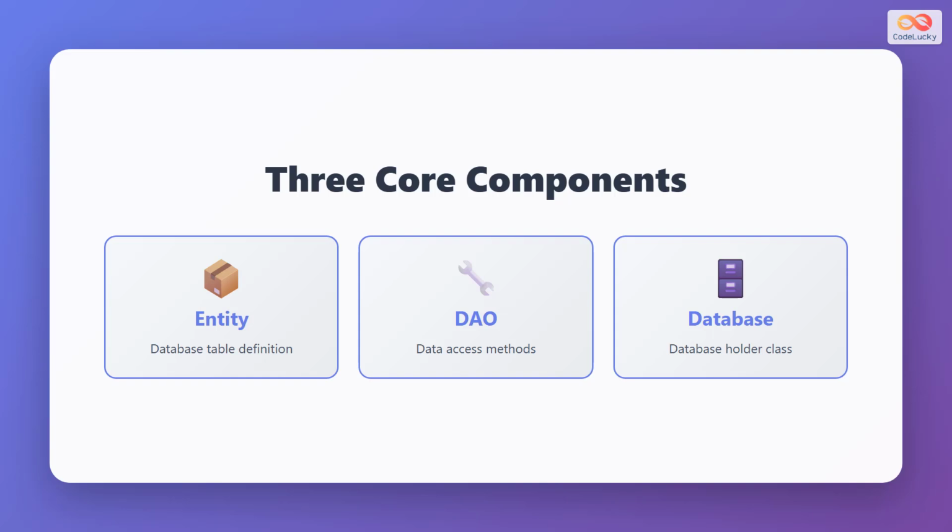Room database is built on three fundamental components that work together seamlessly. First, we have the entity, which represents your database table definitions. Think of entities as the blueprint for how your data will be stored. Second, the data access object, or DAO, contains all the methods you need to interact with your database, such as inserting, querying, updating, and deleting data. Finally, the database class acts as the main holder and access point for your entire database. These three components form the foundation of every Room database implementation, and understanding how they work together is crucial for building robust Android applications.